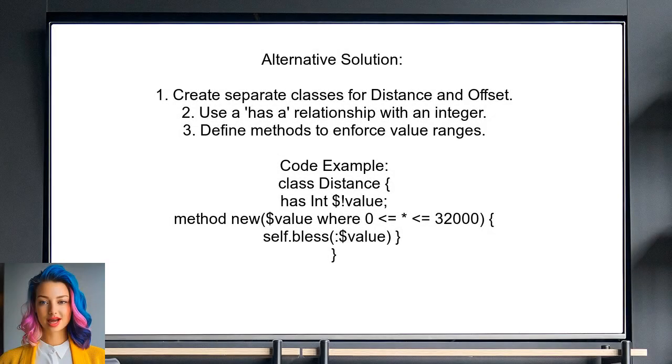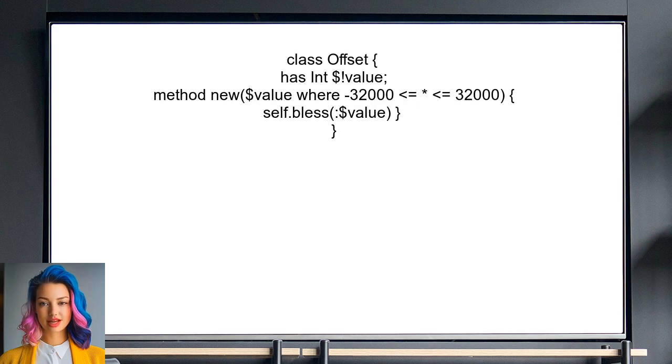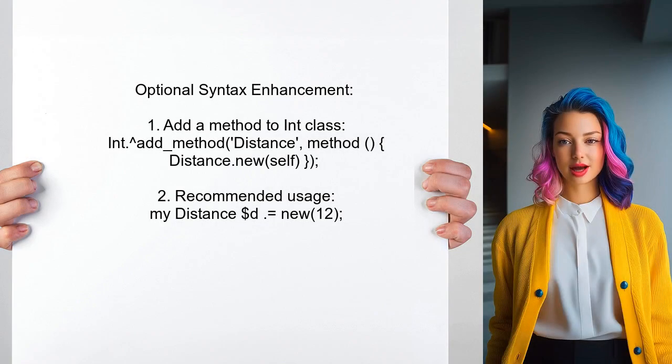This user suggests creating separate classes for distance and offset to ensure they are distinguishable and incompatible. Each class will have an integer value and methods to enforce their specific ranges. They recommend using a has-a relationship with an integer, allowing you to delegate functionality easily. For those who prefer a specific syntax, the user mentions adding a method to the int class to call the constructor for distance. However, they advise against this as it may lead to confusion, suggesting instead to use the standard constructor.